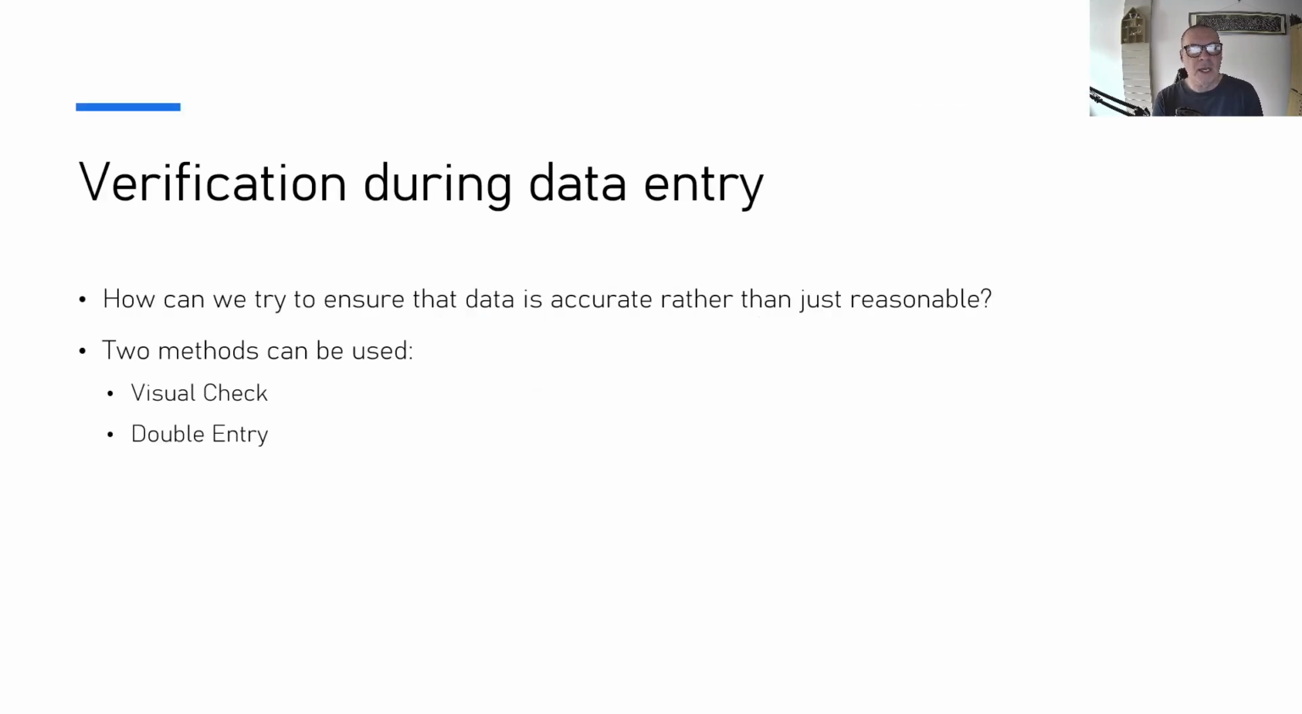And then we have verification. Verification can be done at two different stages. One is when the data is being entered, and the other is when the data is being transmitted. So how can we ensure that data is accurate rather than just reasonable? Validation gets us so far, it's reasonable, but how do we know that data is actually right? Well, there's two methods we can use to help, and these are visual check and double entry.